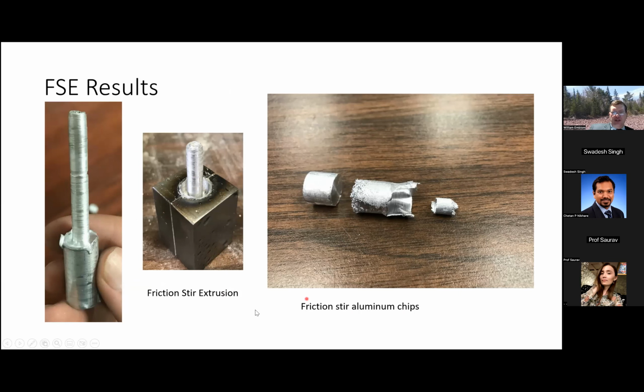And then my student said, hey, what happens if we use chips? Because this could be great for a recycling process. And so here's the extrusion. We did solidify the chips. You can see that right at the center, you can still see a little bit of the chip formation.